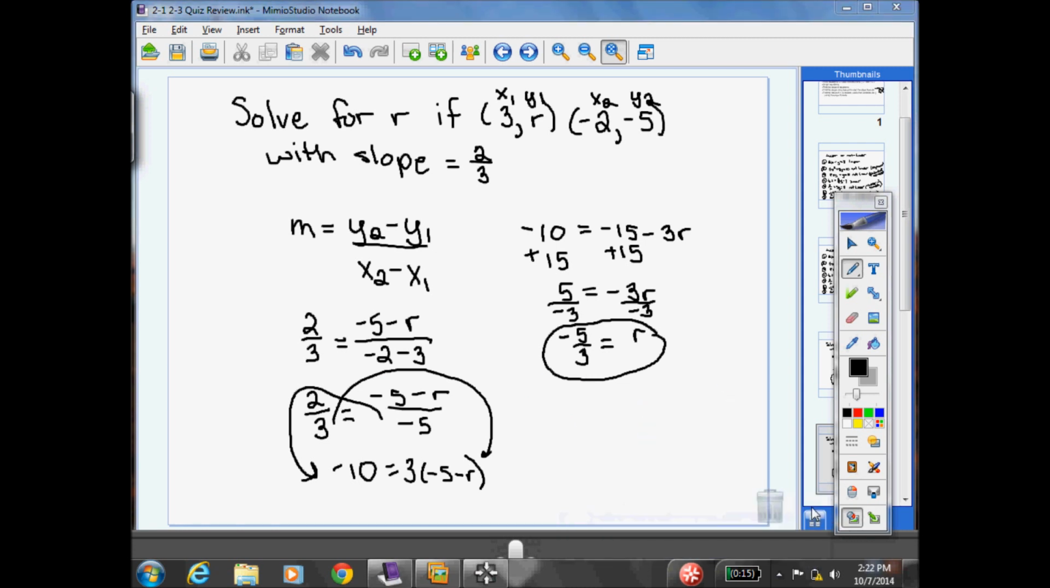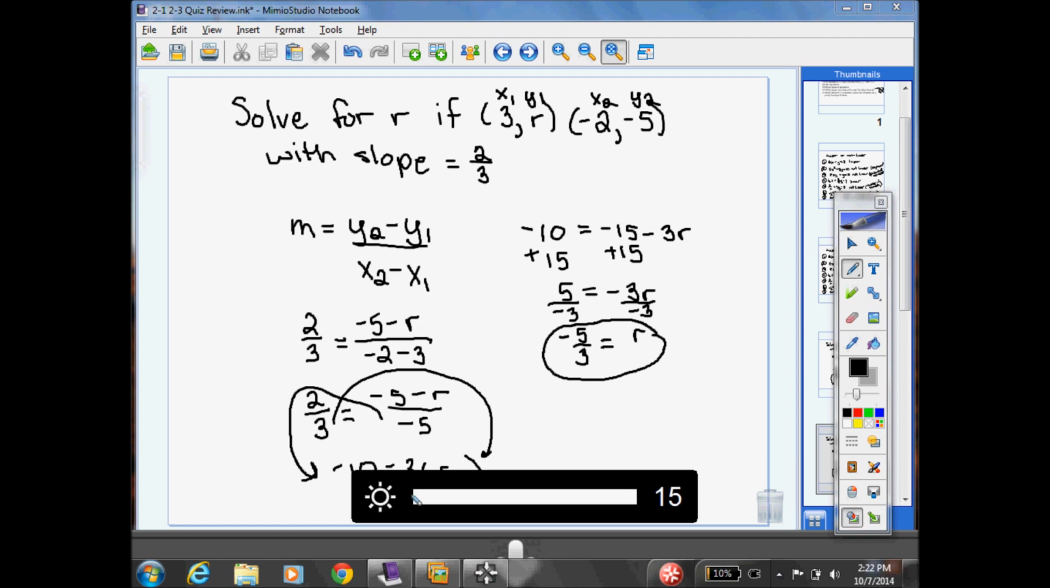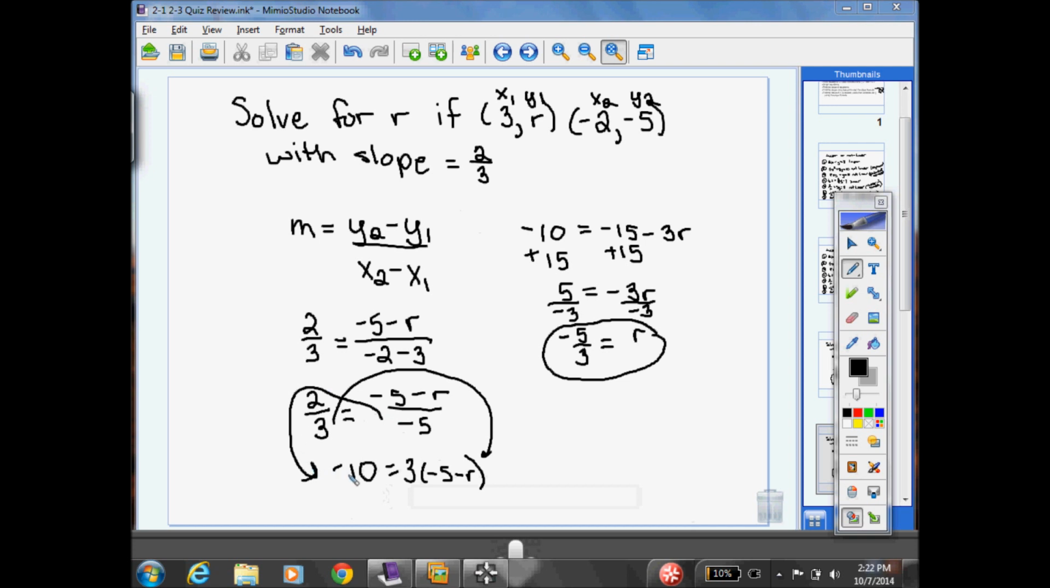If you have two fractions also equal to each other, the way that looks here, 10 times negative 5 gives you negative 10. And when I cross this way, it's 3 times (negative 5 minus r). But it times this whole thing as a group. Okay, it's technically a fraction bar is a grouping symbol.